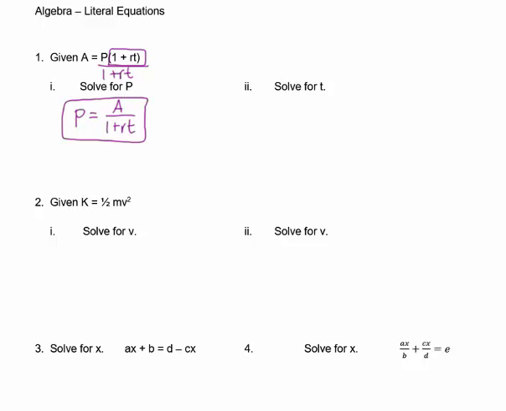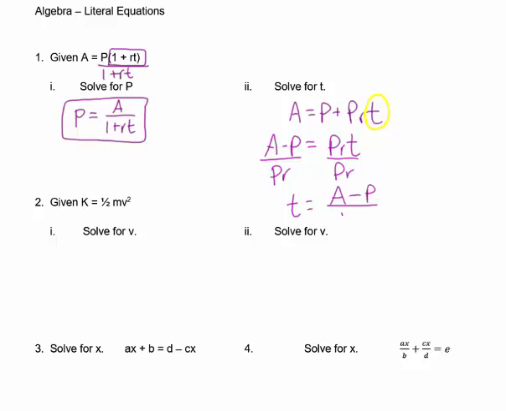Using the same equation, now I'm going to solve for t. That's a little bit more complicated, so the first thing I would do is distribute, giving me A equals p plus pRT. Then, in order to solve for t, I am going to move the p to the other side. So A minus p equals pRT, and then divide by pR. So my final answer is t equals A minus p over pR.